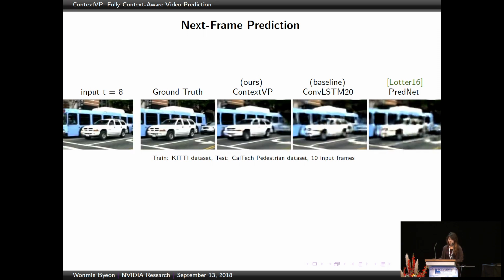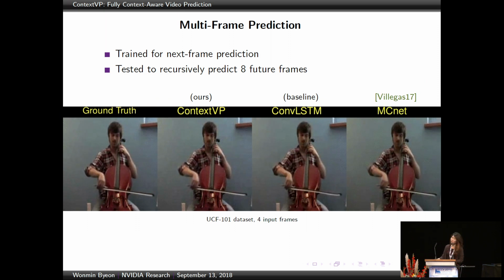And this example is similar. The front car is sharper, but the car in the back is blurry for all of them. I just realized it's a bit blurrier here.